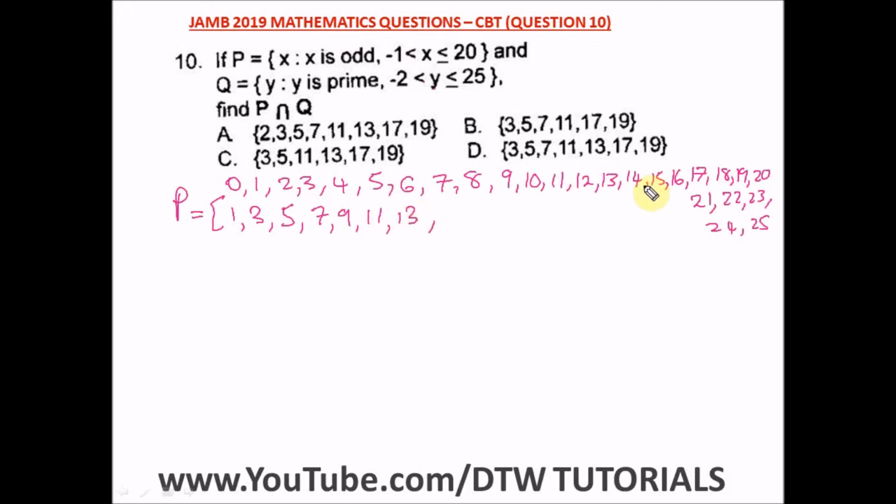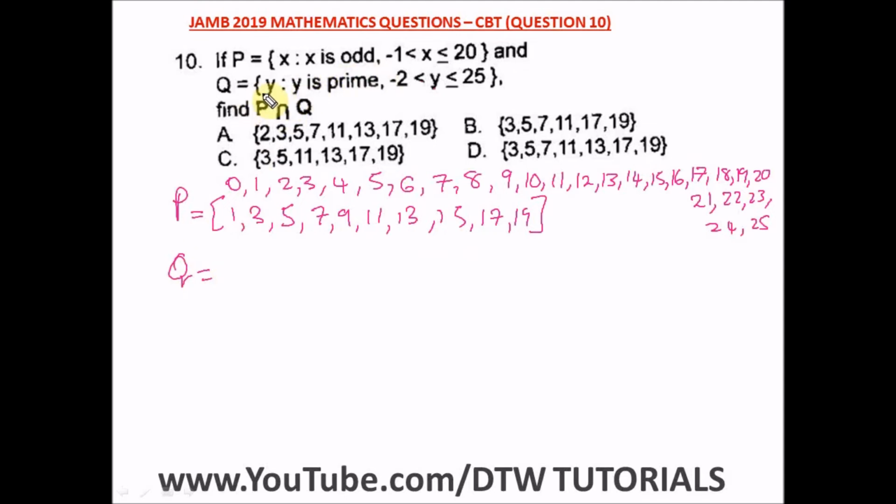Another will be 13. The next will be 15. We have 17. Then we have 19. We have to stop here. We can't put 20 because 20 is not an odd number, it's an even number. So these are the subset of P. Let's look for the subset of Q.